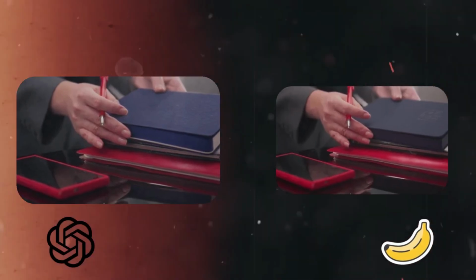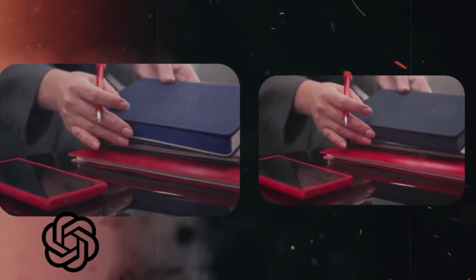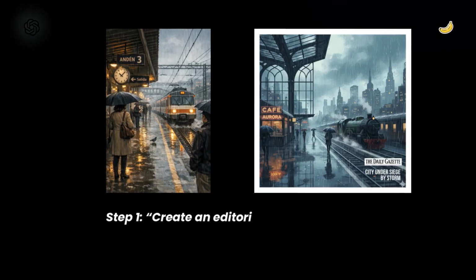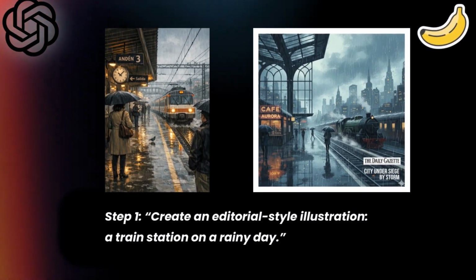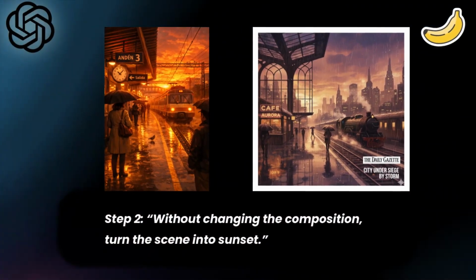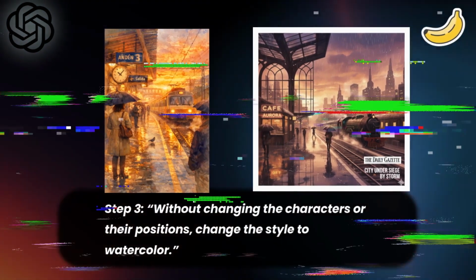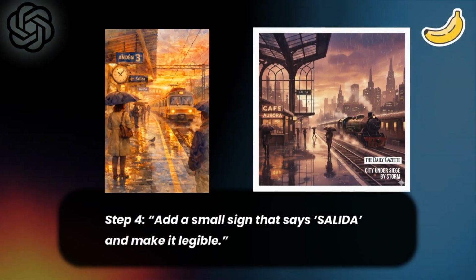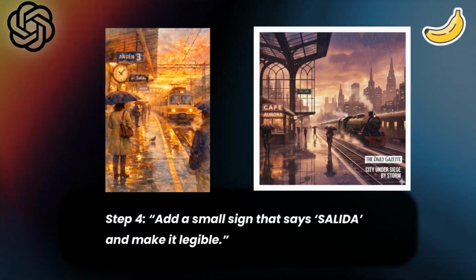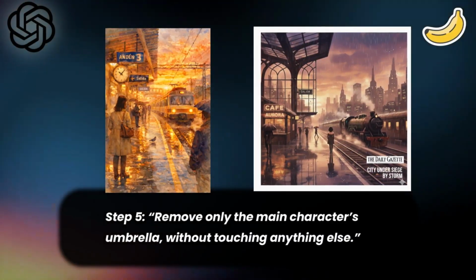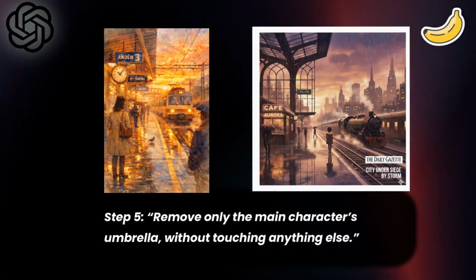Let's create an original prompt. In the first message, I'm going to ask it to create an editorial-style illustration of a train station on a rainy day. Then, in a second step, without changing the composition, turn the scene into sunset. In a third step, without changing characters or positions, change to watercolor style. The fourth step is to add a small, legible sign that says exit. And the fifth step is remove just the main character's umbrella without touching anything else.